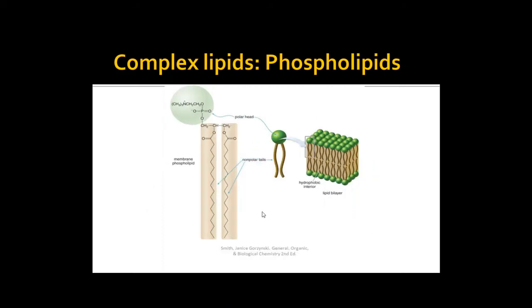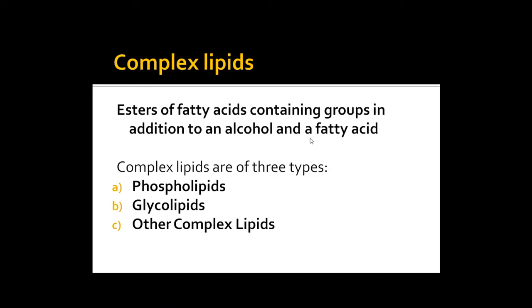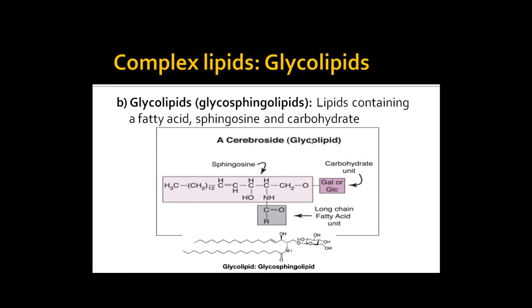These phospholipids, we all know, form the lipid bilayer of all the cells in living organisms because of their non-polar tail and polar head. The second kind of complex lipids are glycolipids. As the name itself indicates, they have glycogen or carbohydrate molecule along with fatty acid and alcohol.